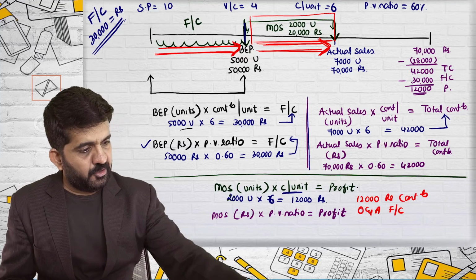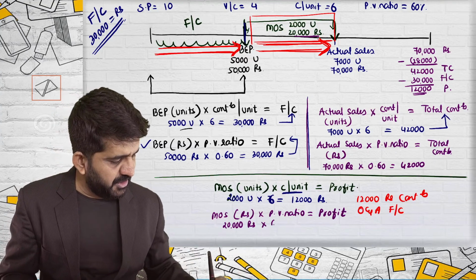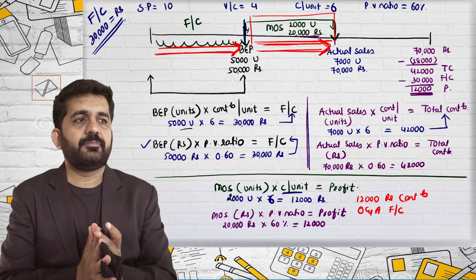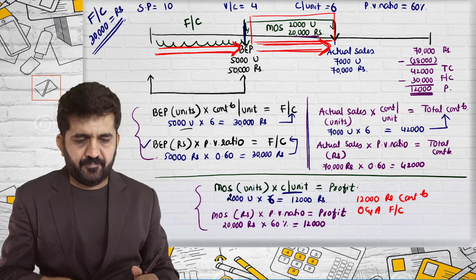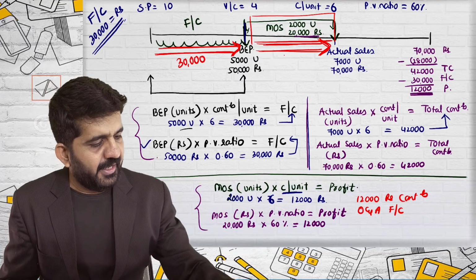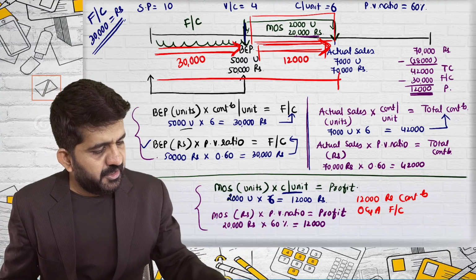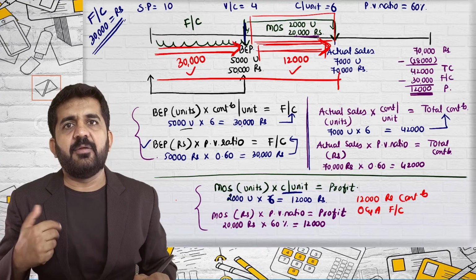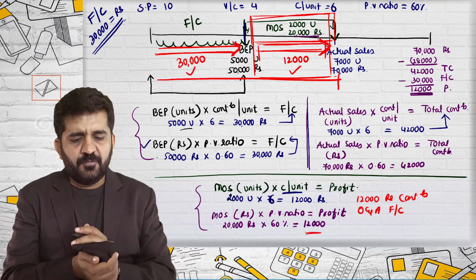Let me verify whether my answer is correct or not. MOS in rupees is 20,000 rupees multiplied by PV ratio of 60%, which is nothing but 12,000, which is nothing but my profit. And this will be helpful to us. This portion is covering fixed cost of 30,000 and this portion is covering an additional amount of 12,000. So 7,000 units is covering totally 30,000 plus 12,000, that is 42,000. 30,000 contribution will be covered in fixed cost and remaining 12,000 will be your profit. So if you just do MOS multiplied by contribution per unit or PV ratio, you get the answer of profit.